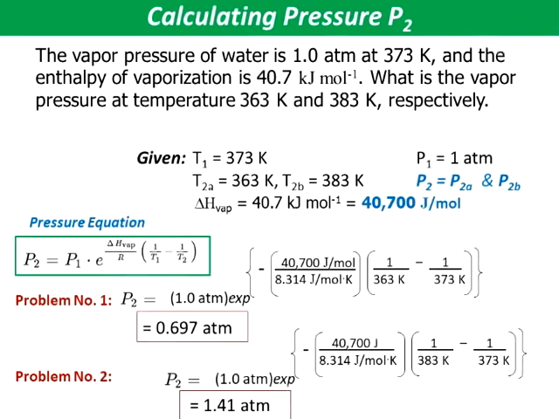Likewise, we will solve the second problem for P2 involving K of 383. When we put those values in, we punch it through our calculator, we obtain 1.41 atmosphere for P2. So when a problem involves having 2 separate temperatures, you're going to work this as two separate problems.